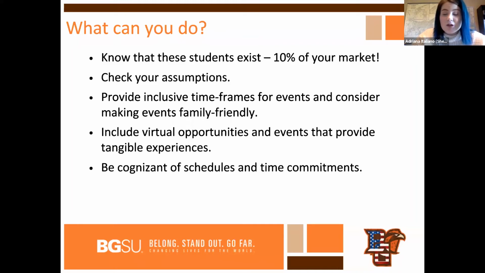And especially for programming and different things like that, providing inclusive timeframes. And so maybe events at 9-10 o'clock at night, while great for our college age students, may not be super friendly for non-traditional students that may have to come back to campus for that event or have to take care of getting kids to bed and things ready for school the next day. And making events family friendly so folks can bring their partners and their children and be able to experience all that together as a family.